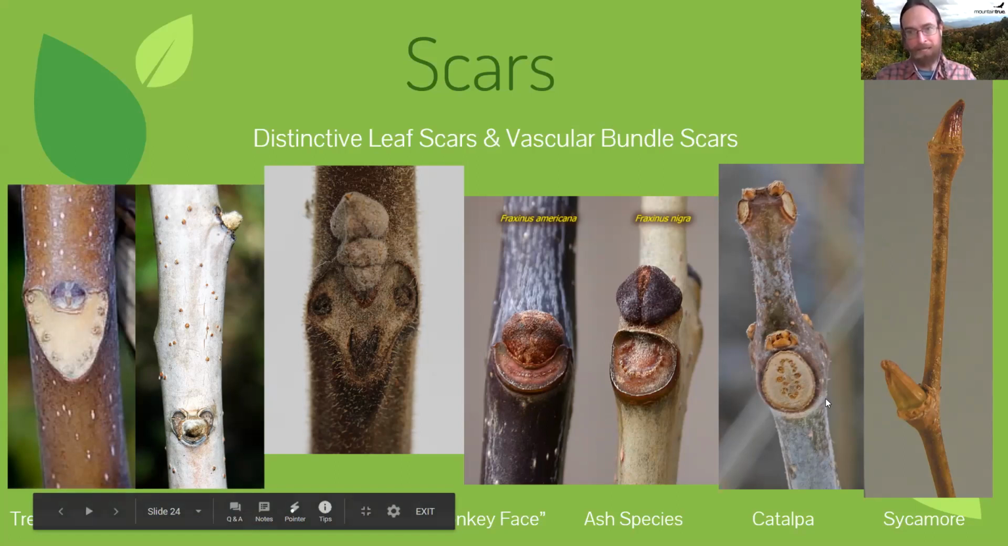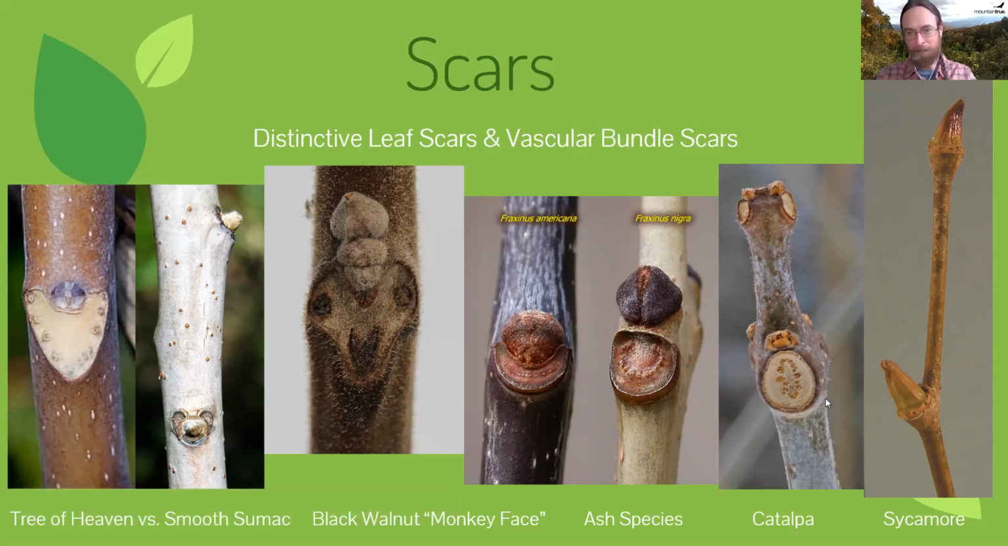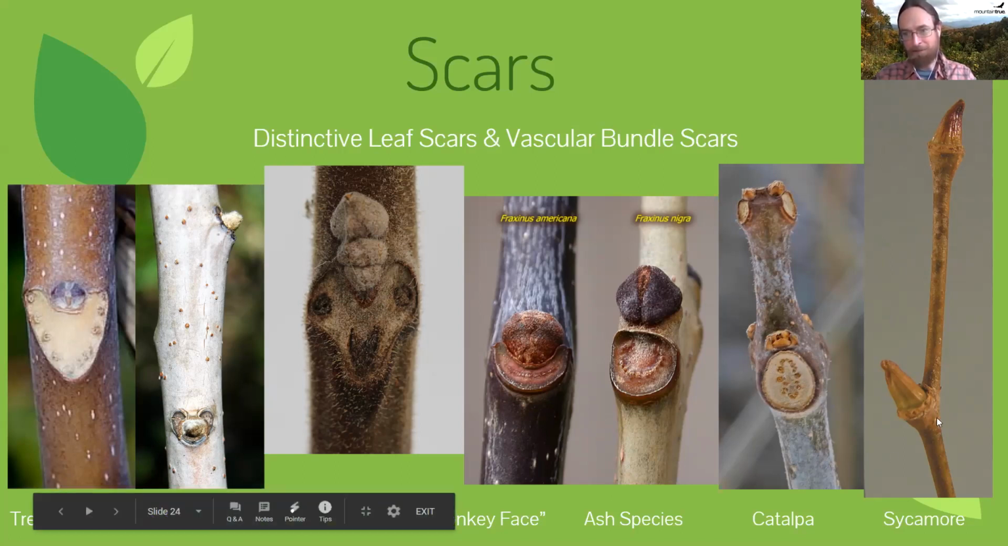Moving over, catalpa, very cool tree, beautiful flowers, commonly planted ornamental, very distinctive leaf scar and bundle scar. And then finally, sycamore over here. I believe the leaf scar and bundle scar for the sycamore is almost in a very thin, almost semicircular structure around those buds. That's pretty distinctive as well.